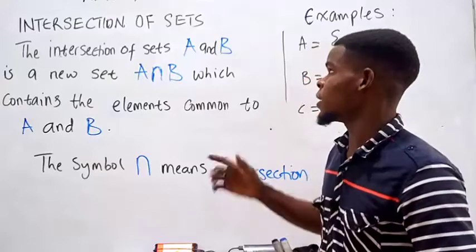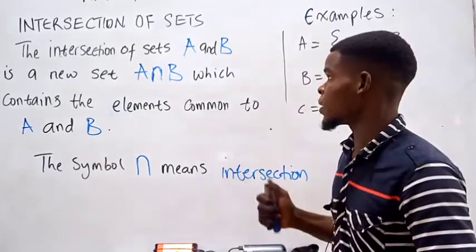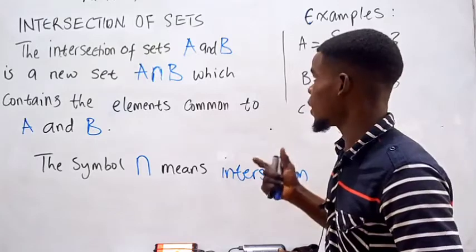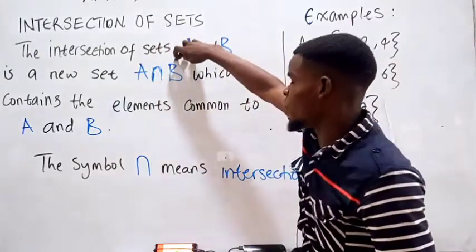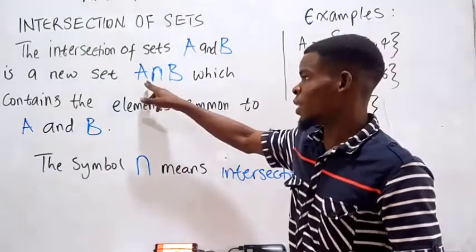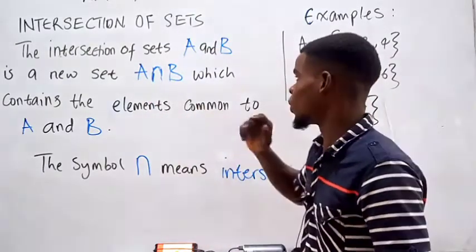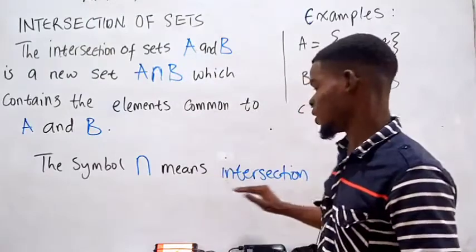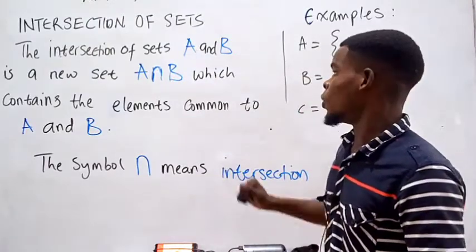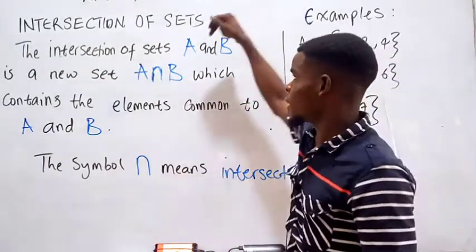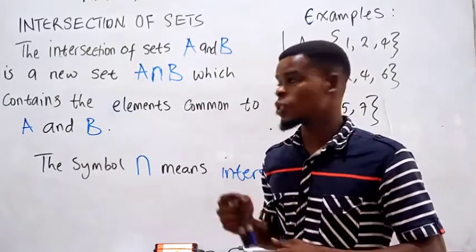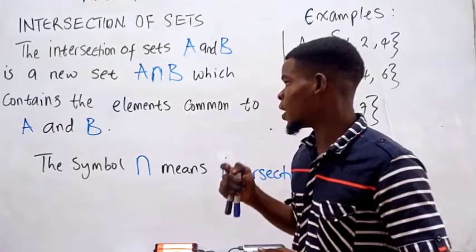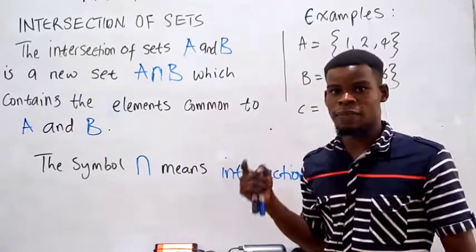And now we'll talk about the intersection of sets. The intersection of sets A and B is a new set, written A, then this symbol, then B. This is A intersection B. This symbol means intersection. The intersection of sets A and B is a new set, A intersection B, which contains the elements common to A and B.